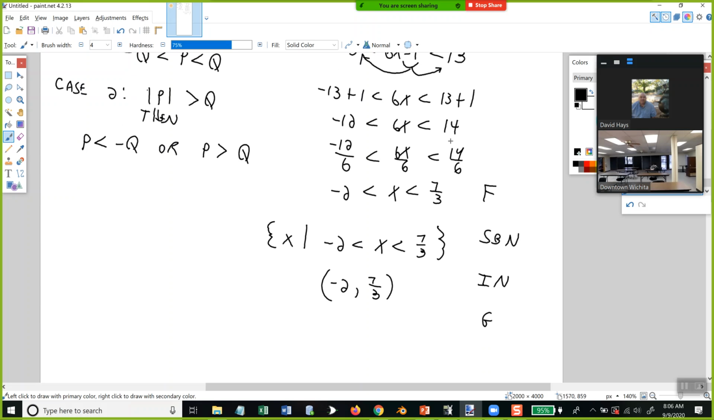And then our graph, parentheses on negative 2, parentheses on 7/3. And you shade whichever way they're opening. They're both opening inwards, so I shade inside. And that'd be our graph.